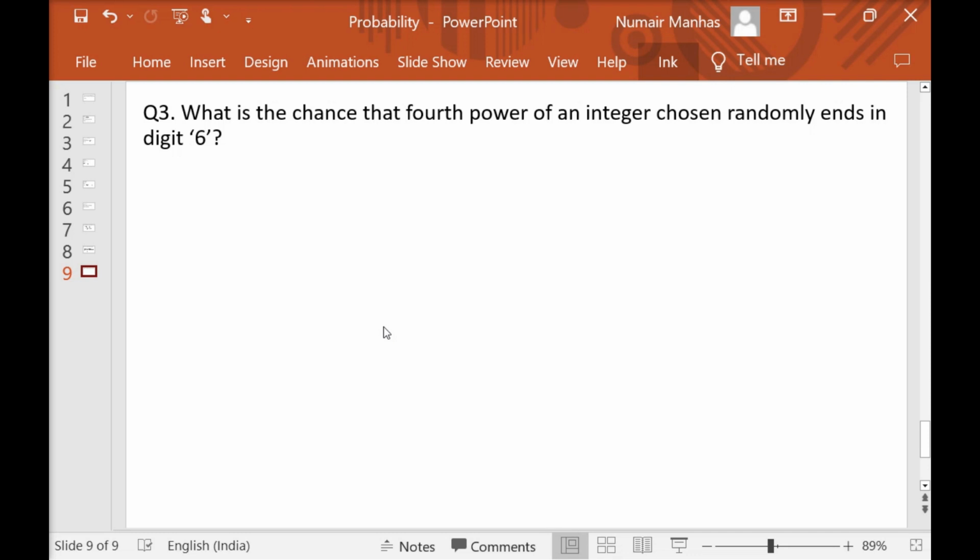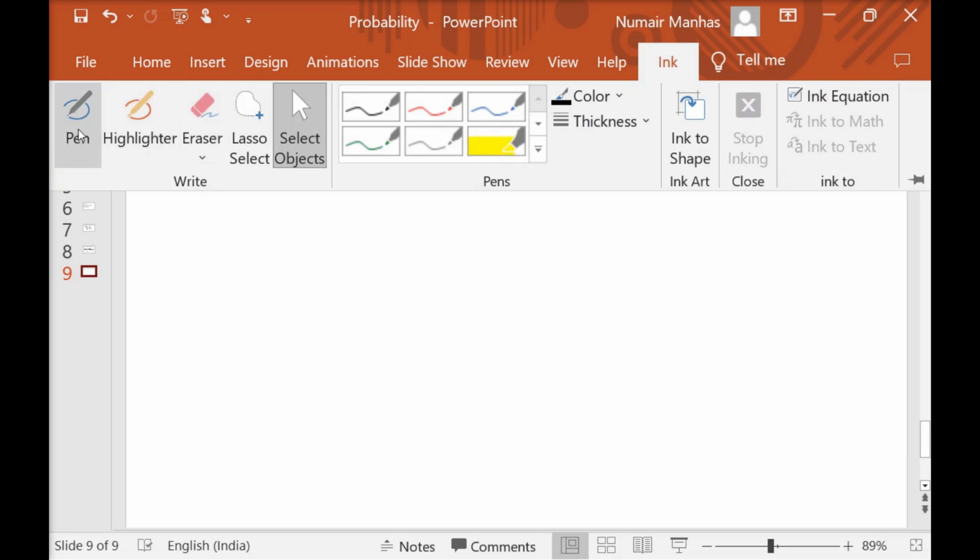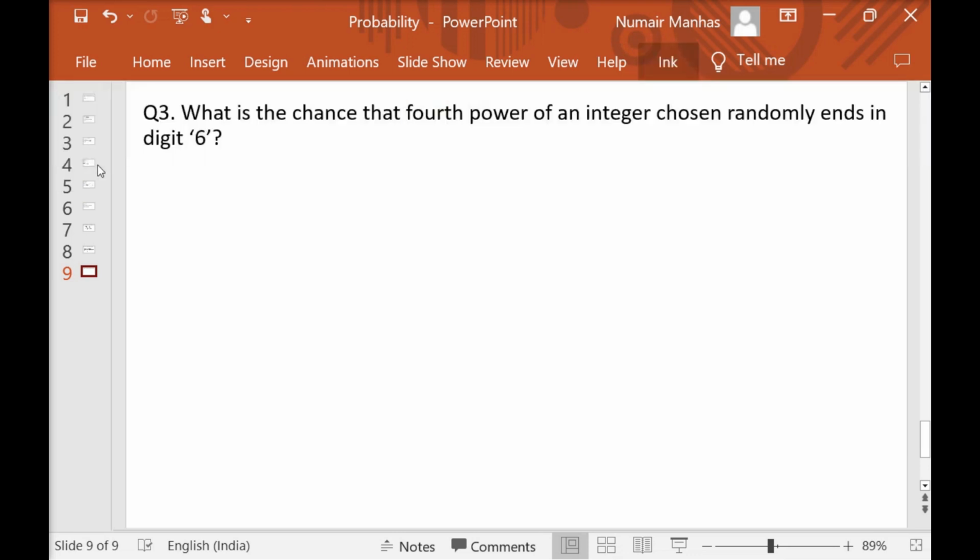This is the last question. What is the chance that the fourth power of an integer chosen randomly ends in the digit 6? Again, we have to simply square the unit numbers twice. So let's write that again: 0, 1, 2, 3, 4, 5, 6, 7, 8 and 9. When we square them twice, let's see what we get.